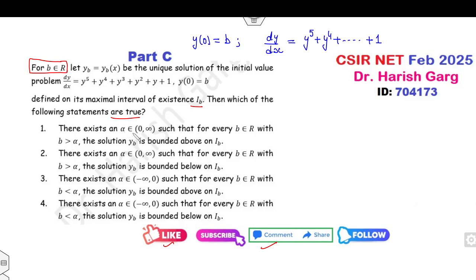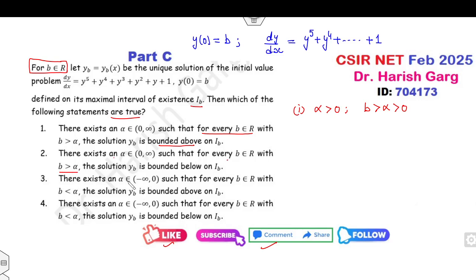There exists an alpha which is a positive number. That is, the first option is alpha is my positive number. Then for every B greater than alpha, that is, B is my positive number, its solution is bounded above. There exists alpha for every B, again B is my positive number.